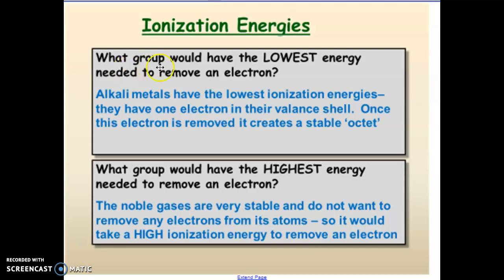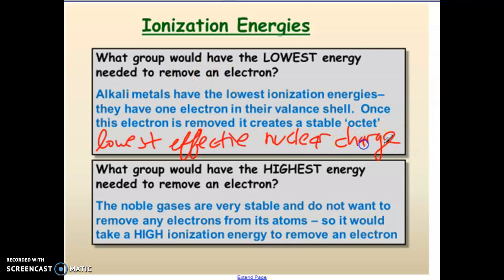So a couple of things to think about. What group would have the lowest energy needed to remove an electron? It's always going to be group number 1, the alkali metal group. They have one electron in their valence shell, but the reason why it's so easy is not because it has one valence electron, it's because it has the lowest effective nuclear charge. So of all the groups on the periodic table, group number 1 has the lowest attraction of its valence electron to the nucleus.